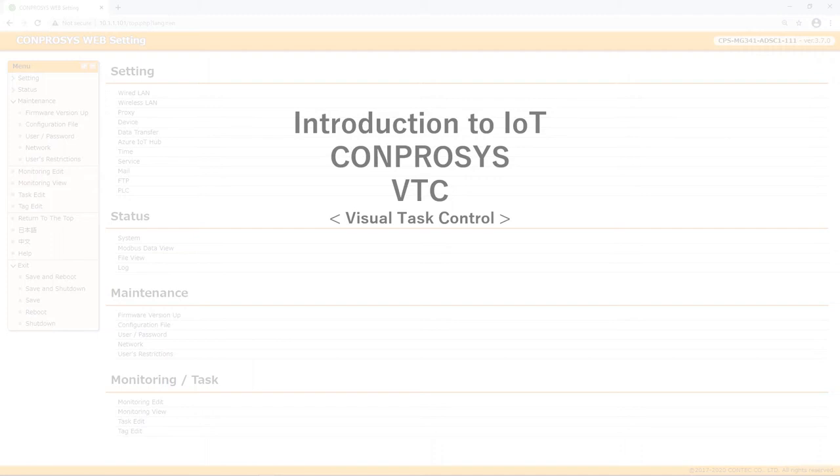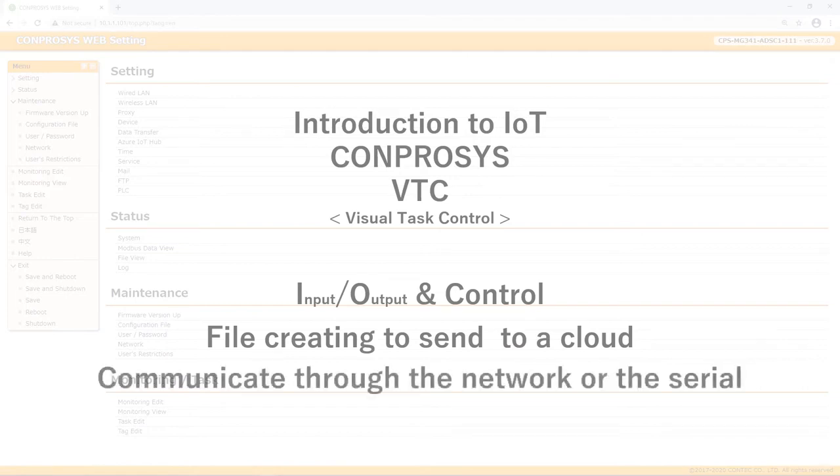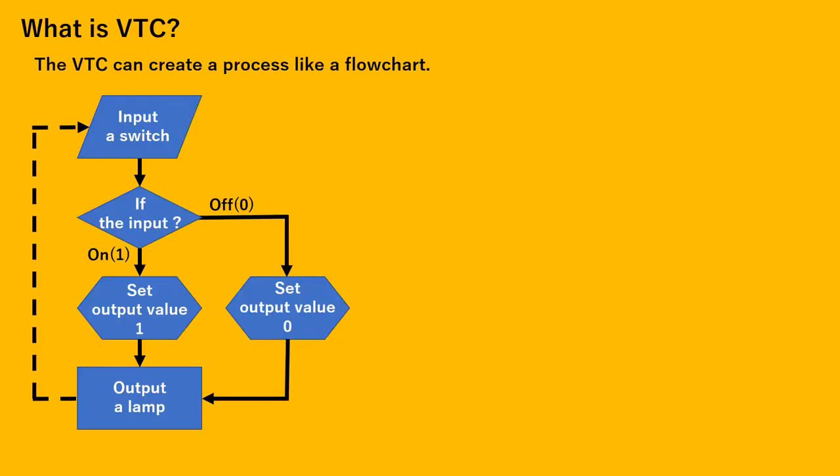From now on, I will introduce the VTC of CONPROSYS. VTC is a visual task control. It's a kind of visual programming tool. It provides I/O control, file creation to send to the cloud, and communication through the network or the serial. What is VTC? The VTC can create a process, like a flowchart.